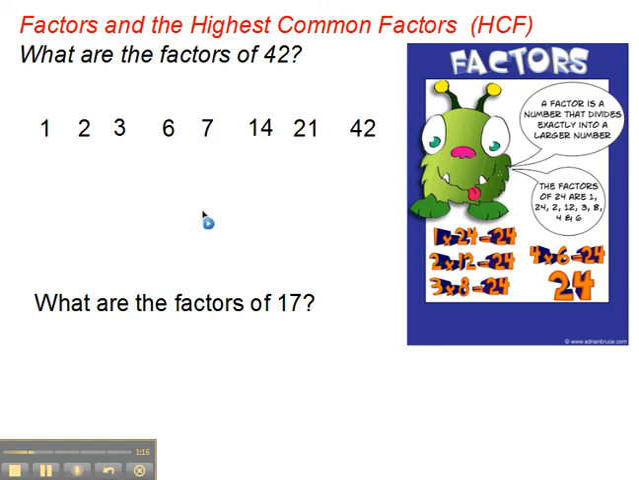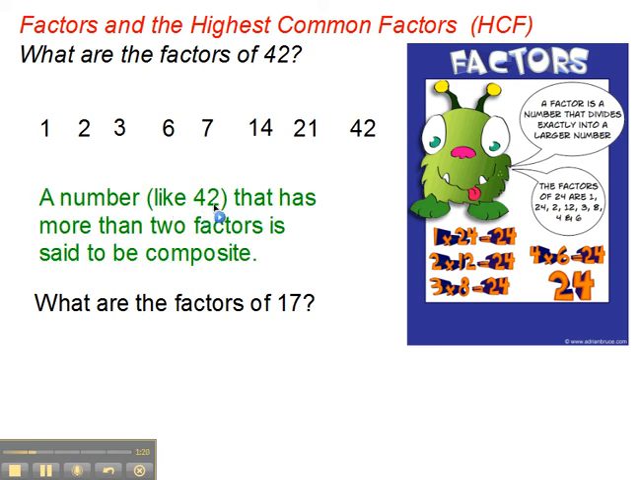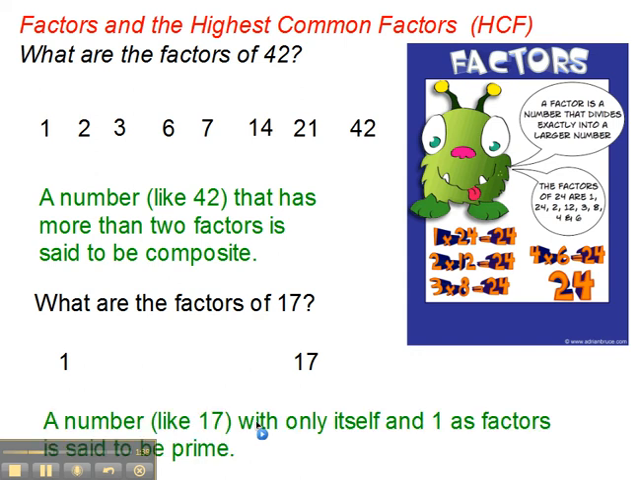Numbers like that, which have more than 2 factors, are said to be composite. So 42 is a composite. However, a number like 17, always 1 and 17, the number 1 and the number itself are factors, but any other numbers between 2 and 17 won't divide into 17, so those are the only 2 factors. A number like that is said to be a prime number.